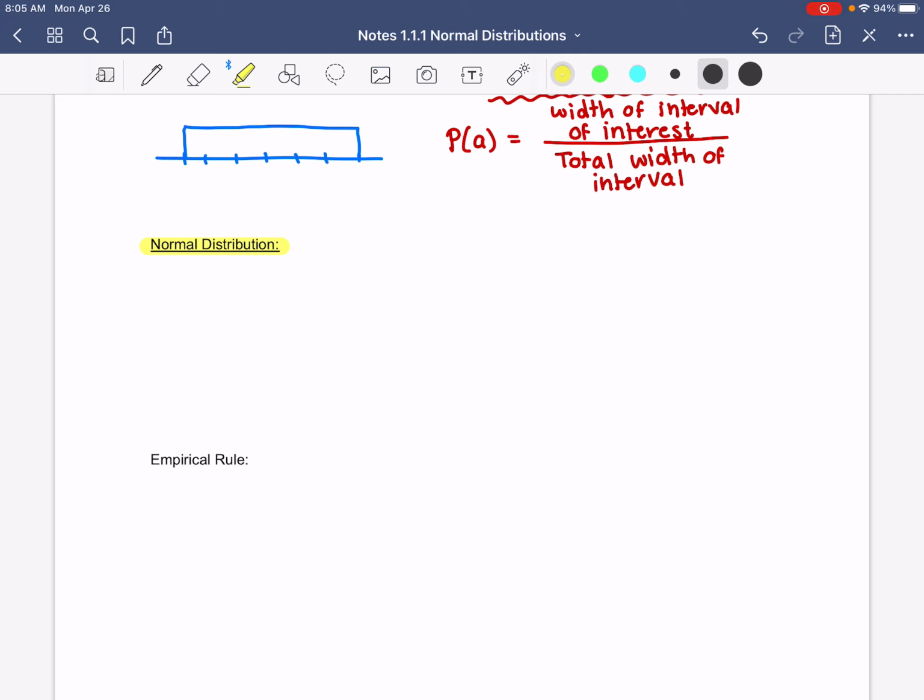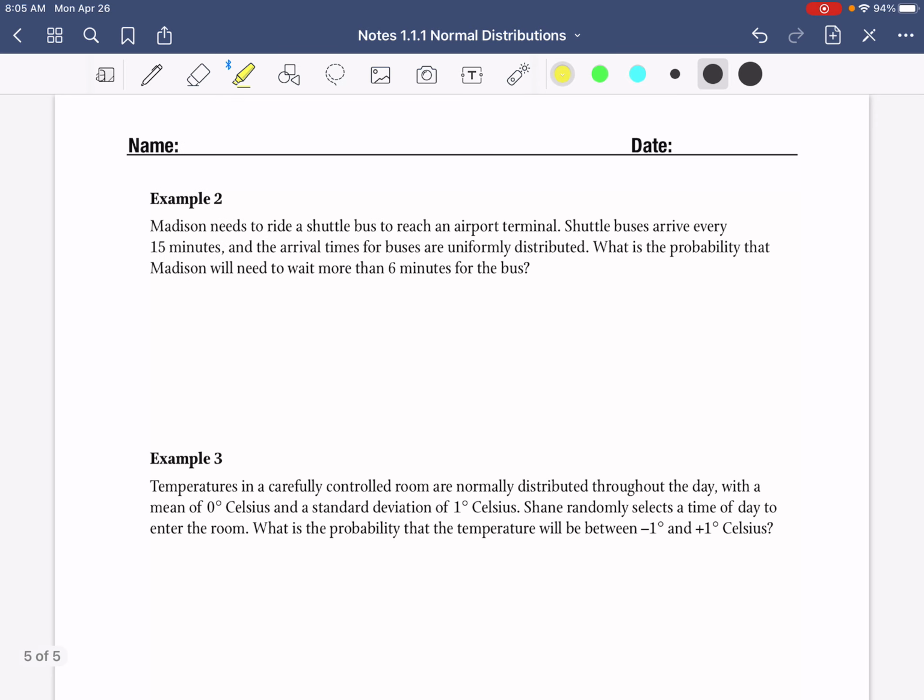Oh, you know what? Did we have another example? I messed up, I'm sorry. We're going to do example number 2. This was on page 14, so if you flip it over.